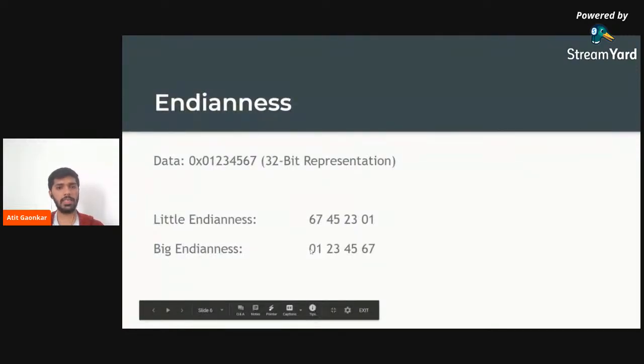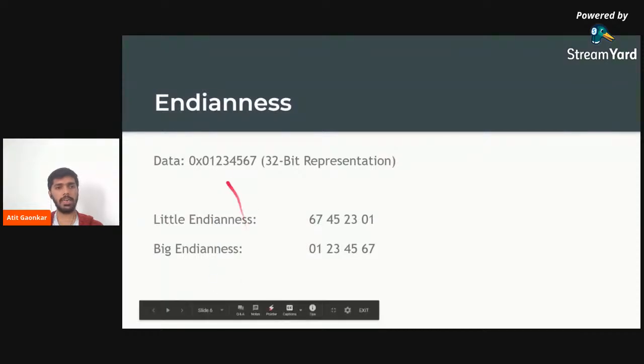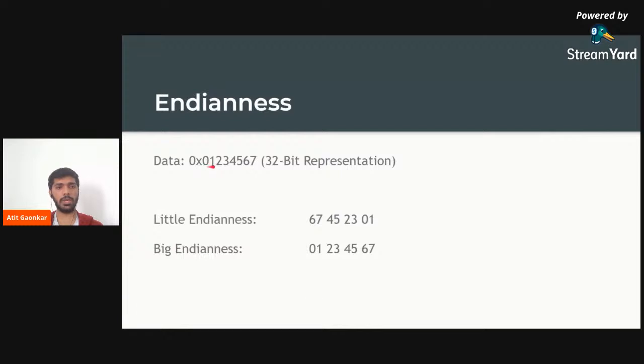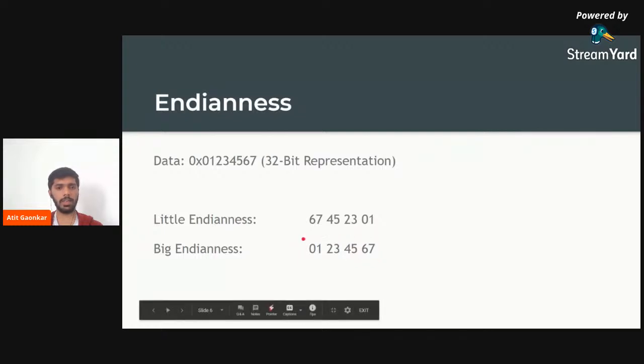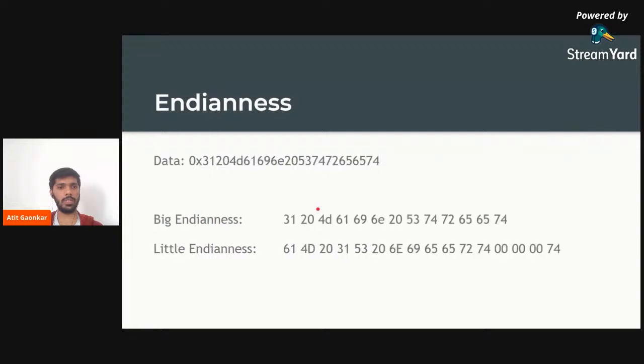So big Endian is as it is. The big Endian data representation is same as 0, 1, 2, 3, 4, 5, 6, 7. So when there is no change in the data, as in the raw data format, it is same as big Endian. But for little Endian, you can see the 6, 7 is represented first, then 4, 5, 2, 3, and 0, 1. So this is the little Endian. We'll move forward then.